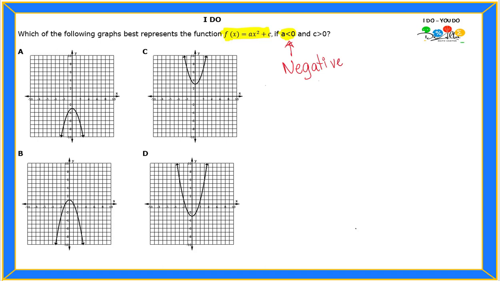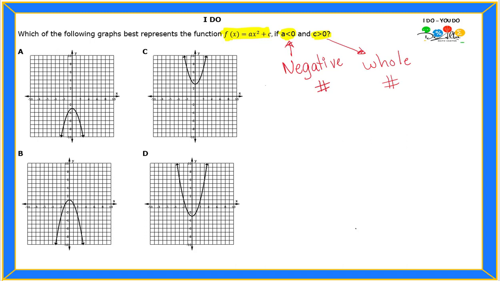Okay? Let's go on. What about the second part where it says that c is greater than 0? Well, what numbers are greater than 0? Of course, 1, 2, 3, 4 are whole numbers, right? Okay, so I'm looking for a whole number.